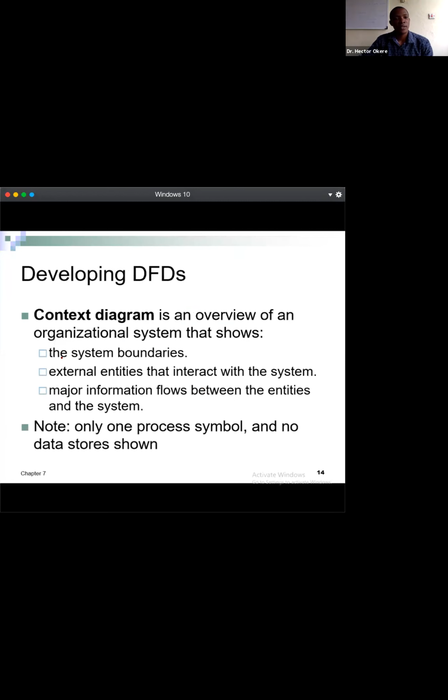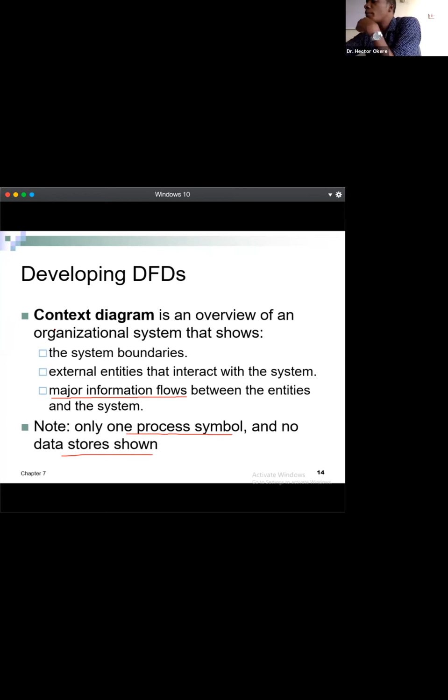All right. So context diagram, like I explained, this is the first level. It's an overview of an organizational system that shows the system boundaries, the external entities that interact with the system, and the major information flows between the entity and the system. It shows the major information flow or move or go between entity, me, my mom, and the system. The kitchen is a system where food is being cooked or food is being processed, right? So only one process symbol and no data store is shown in the context diagram, all right?